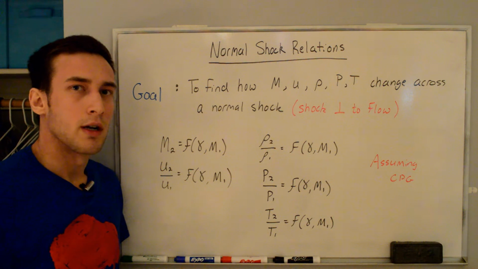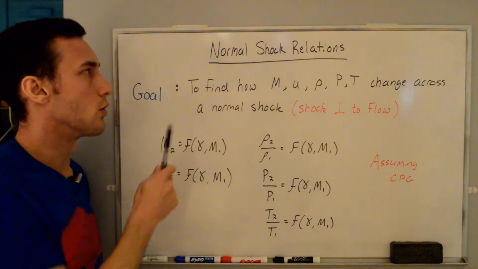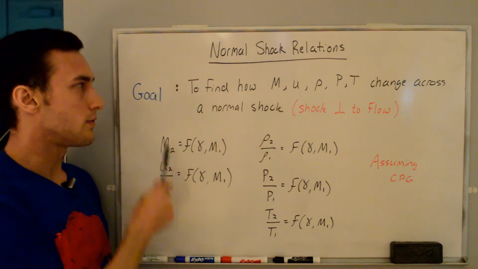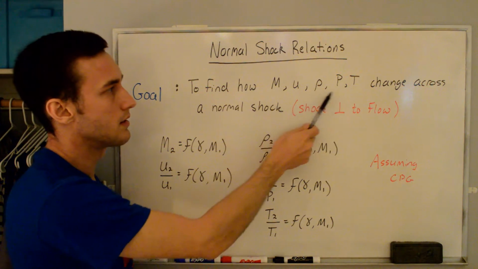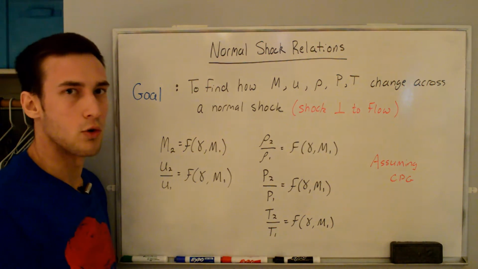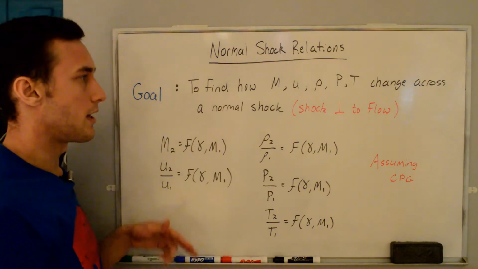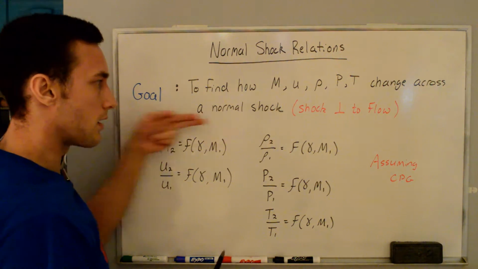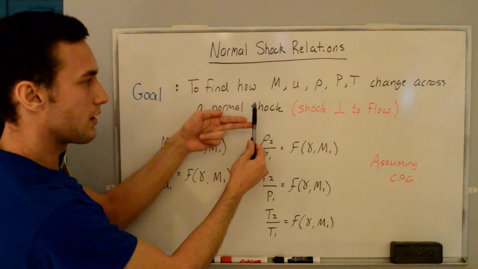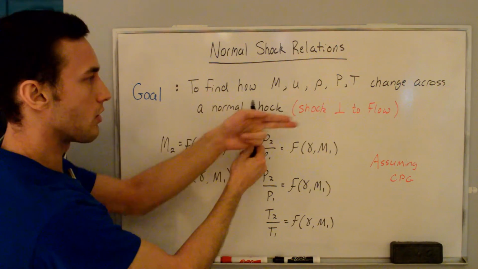Hey everyone, in this video I'm going to be talking about how to derive the normal shock relations. The overall goal is to find out how Mach number, velocity, density, pressure, and temperature change across a normal shock. A normal shock is one that is perpendicular to the flow. So if I have flow coming in from this way, I have a normal shock like this, and these properties change across this normal shock.